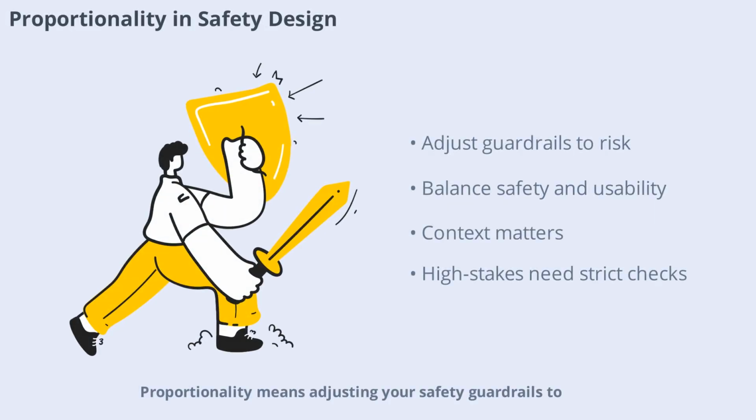Proportionality means adjusting your safety guardrails to match the actual risk of your application. For example, overly strict safety checks on a creative writing tool can ruin the user experience by flagging harmless content. In contrast, high-stakes applications like medical or financial assistance require maximum guardrails and strict compliance checks. The key is to balance safety with usability based on the context.